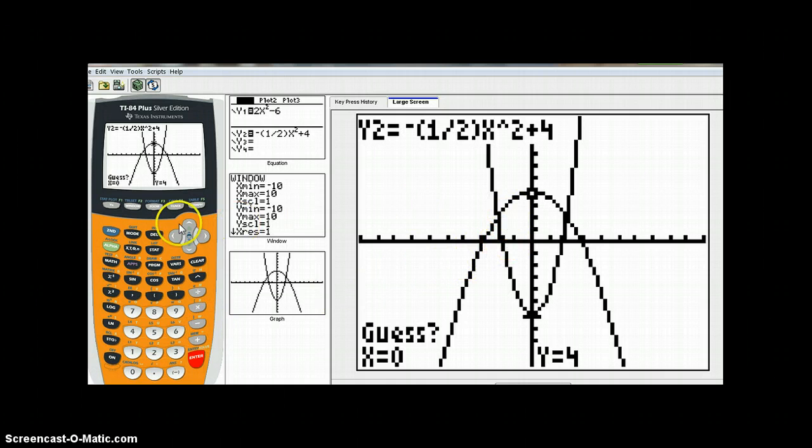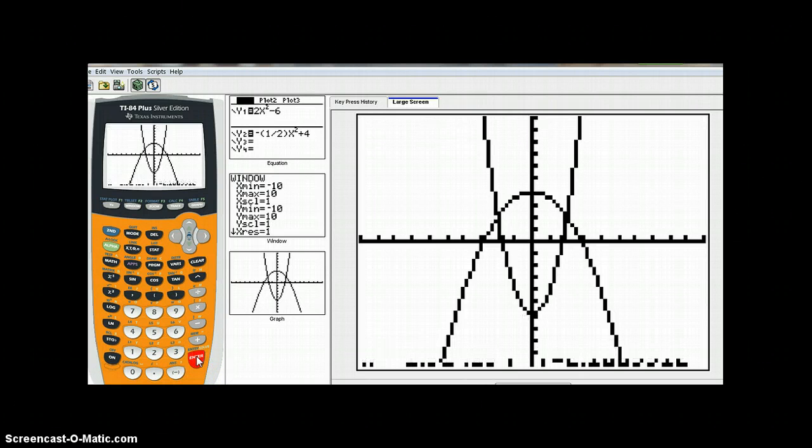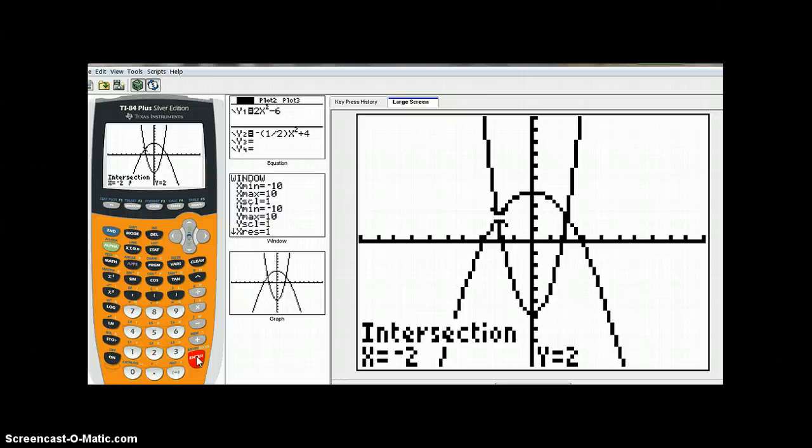Looks to me like if I go a little bit to the left, that's pretty close to where the intersection point is. If I press enter, one of our solutions is at -2 and 2. Write that down in our notes. X is -2, y is 2. That looks like one solution. Let's find the other solution, where the other point of intersection is over here.